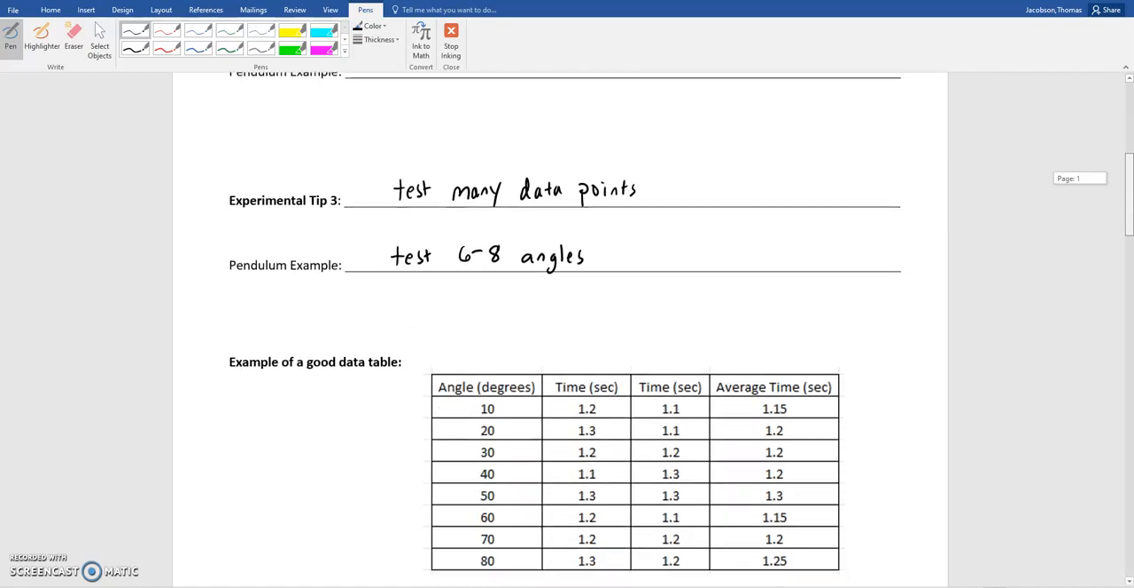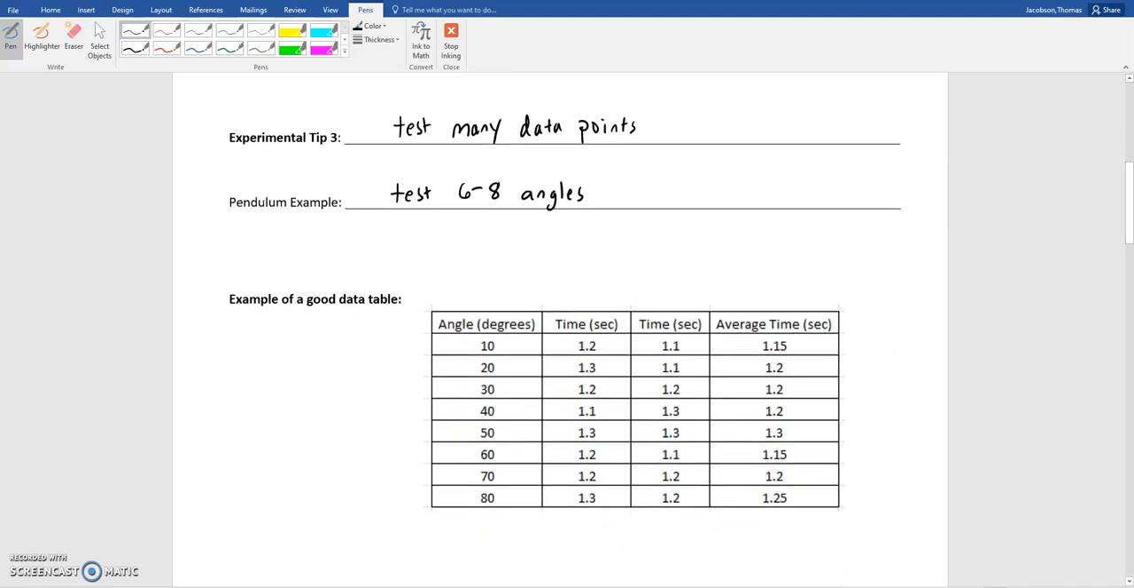To summarize, this would be an amazing data table. You may not have this much time in class, but many times you will. And we can go through and we can find these 3 experimental tips within here. So what they did is they tested 1, 2, 3, 4, 5, 6, 7, 8 angles. So that's plenty of angles they tested. They tested each one of those twice. So here's trial 1 and here's trial 2. And then they use that to get their averages here so they can graph it later. And not only that, they tested a very low angle, 10 degrees, and a very high angle, 80 degrees.